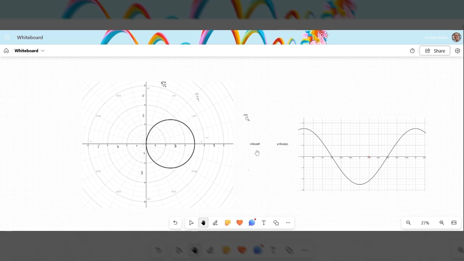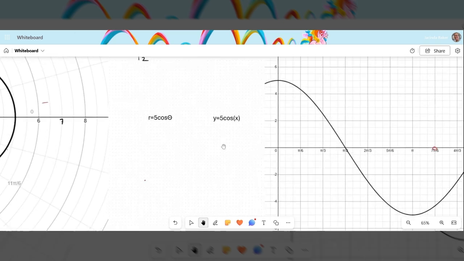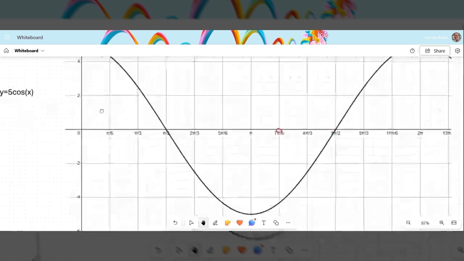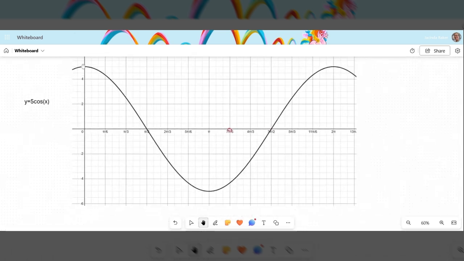I wanted to compare and contrast for you r equals 5 cosine theta and y equals 5 cosine x. So let me zoom in a little bit here. Oops, maybe too far. 5 cosine of x looks like this. And at 0, you're at 5. At pi, you're at -5. And then at 2 pi, you're back at 5 again. And it's a periodic function. Obviously, it keeps going on forever.